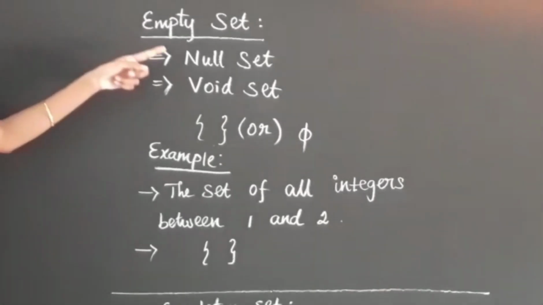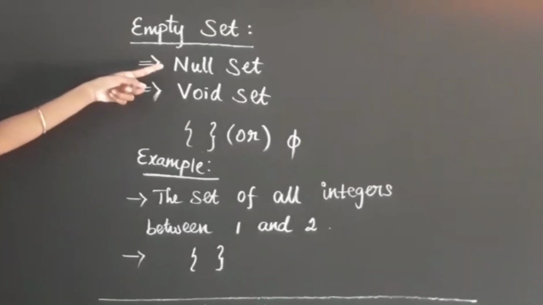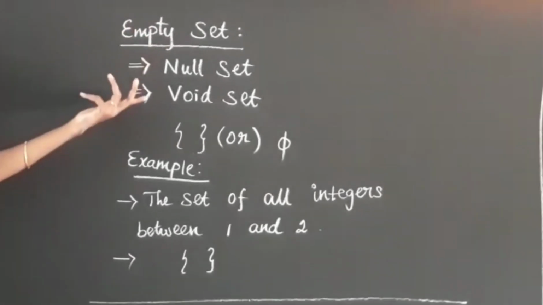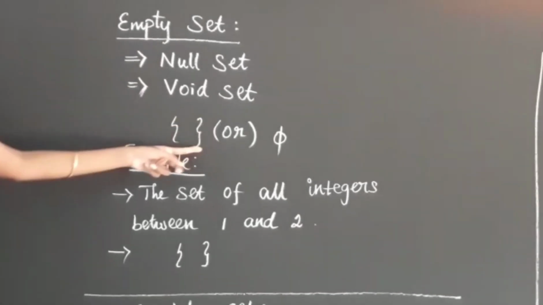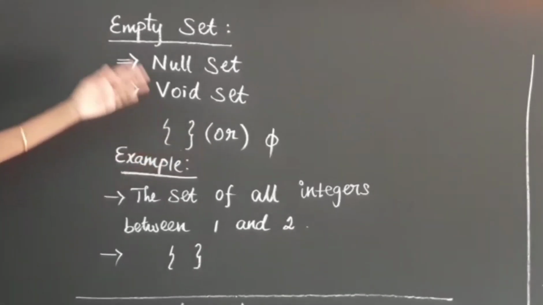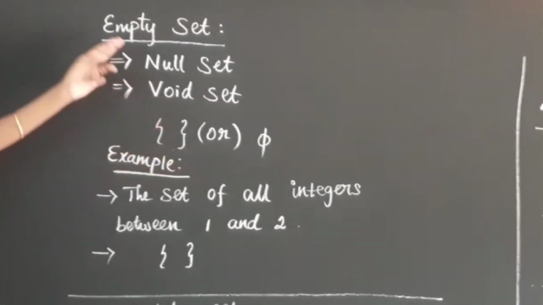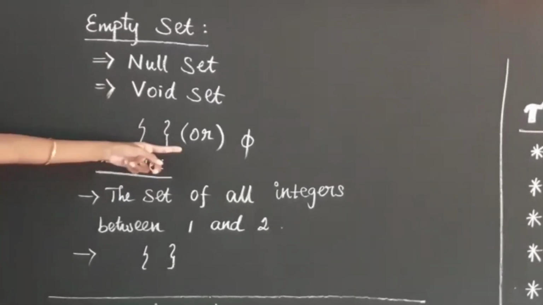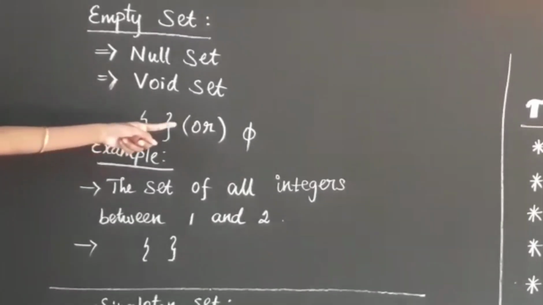Another name for the empty set is null set or void set. Empty means what? Nothing. So, a set that contains no elements is called the empty set. It is denoted by this symbol or this.